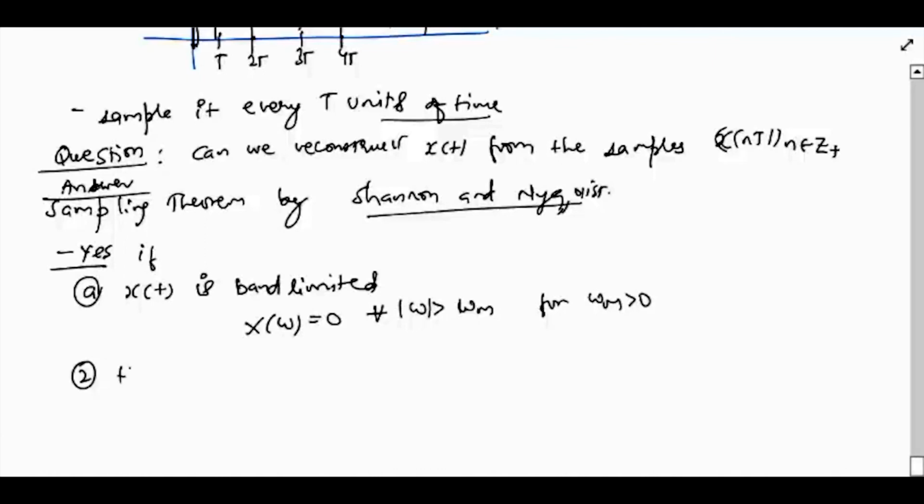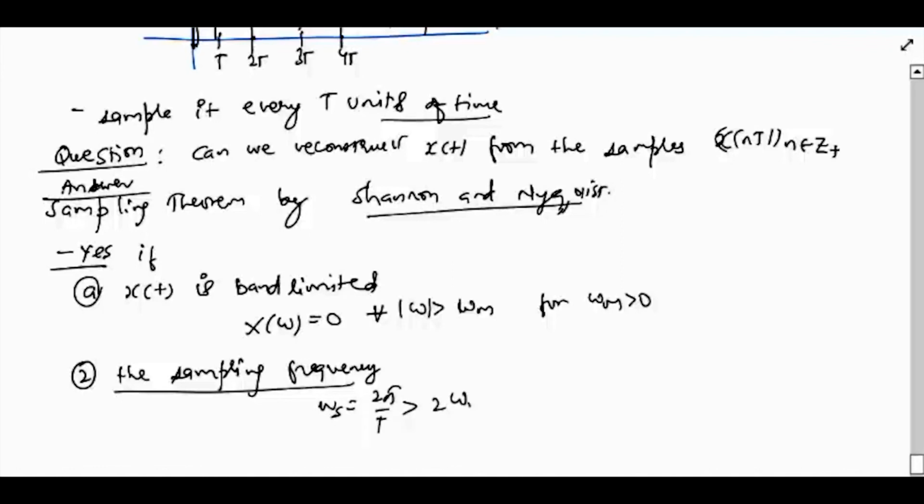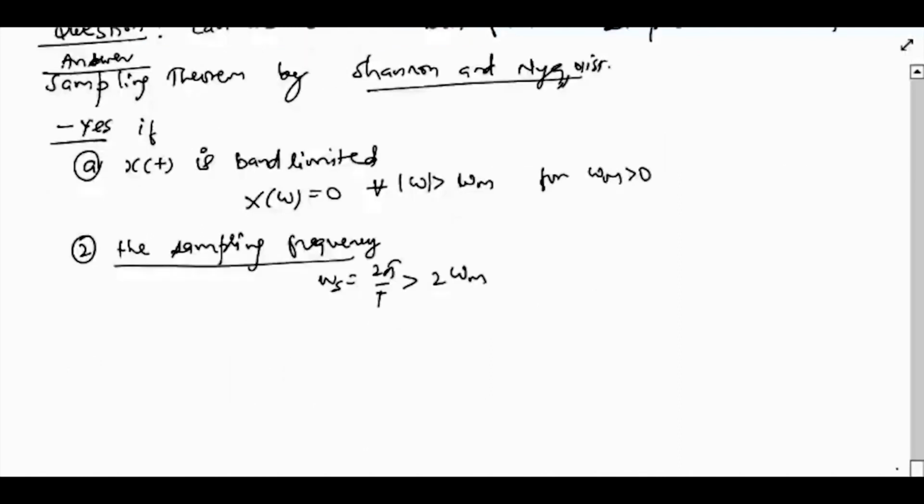The second condition is the sampling frequency, say ω_s, which is 2π by T, is greater than 2ω_m. So this is twice the bandwidth of the signal that is being sampled.